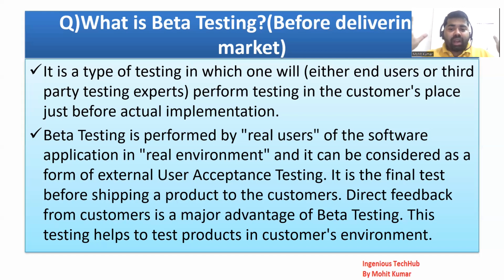Application in real environment, and it can be considered a form of external user acceptance testing. It is the final test before shipping a product to the customer. So I am just exploring the sentence, but you can understand the real world example. Direct feedback from the customer is the major advantage. The customer is directly giving you feedback. That is the major advantage of beta testing.